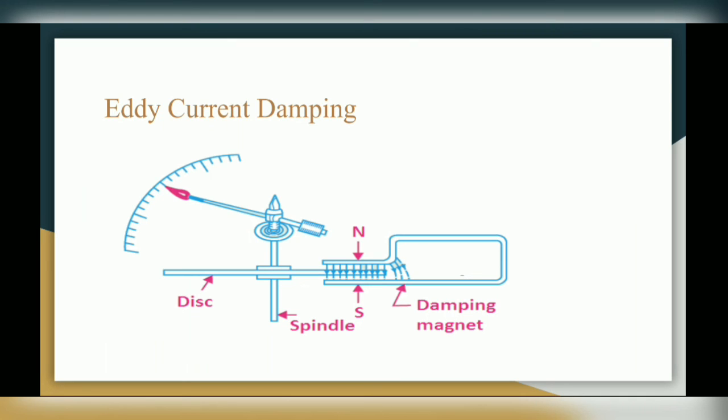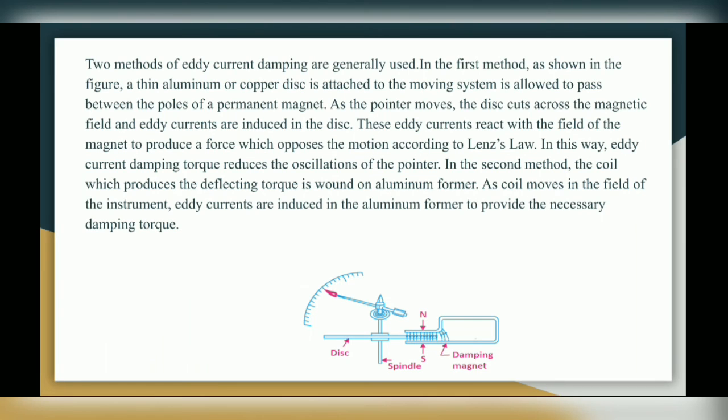Next method is eddy current damping. This is the diagram which is used to produce the eddy current damping. Two methods of eddy current damping are generally used. In the first method, as shown in the figure, a thin aluminum or copper disc attached to the moving system is allowed to pass between the poles of a permanent magnet.